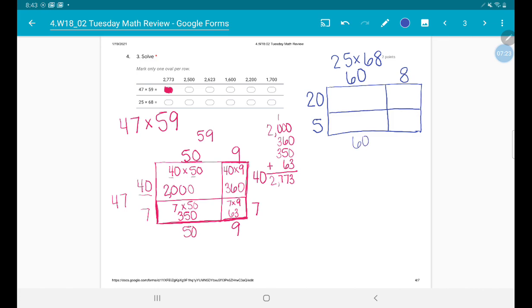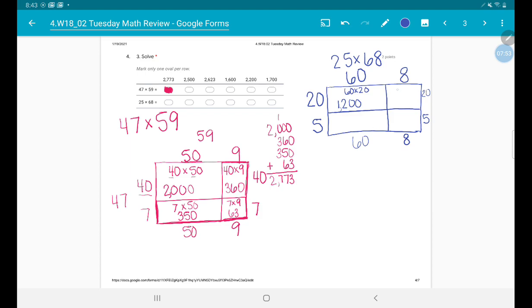So this also has a length of 60. This also has a length of 8. This opposite side would be 20, and this section would be 5. So to find the area of this largest section in the top left corner, I would do 60 times 20. 6 times 2 is 12. I have 2 zeros to add to the end.